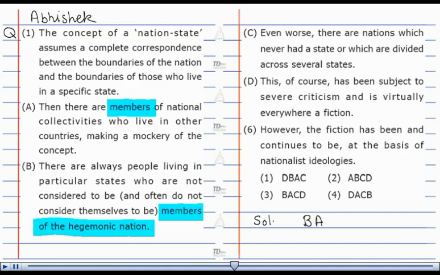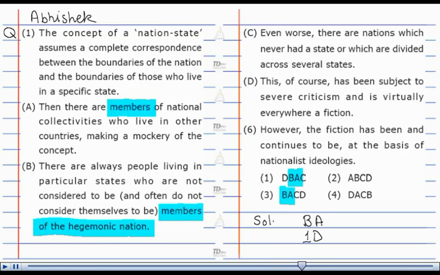Now, the link BA is available in option 1 and option 3. Hence, we can eliminate option 2 and 4 as the answer. Now, all we have to do is check out which one is the correct option among 1 and 3. The other link that we can obtain here is 1D. 1 says that the concept of a nation-state assumes a complete correspondence between the boundaries of the nation and the boundaries of those who live in a specific state.